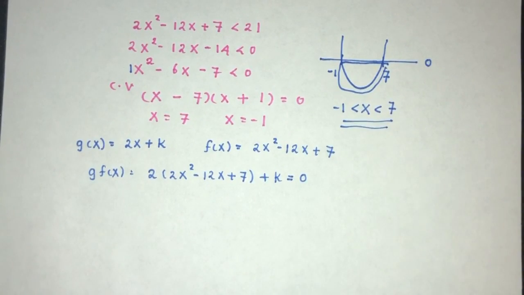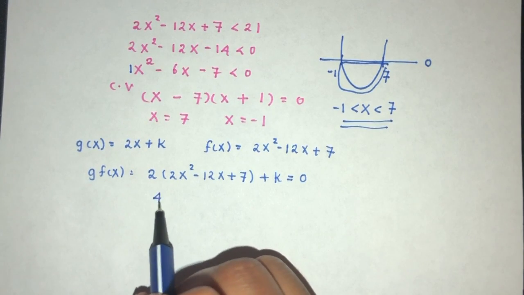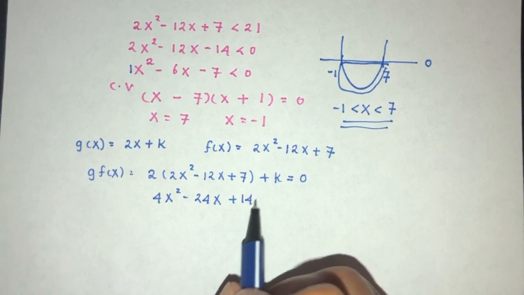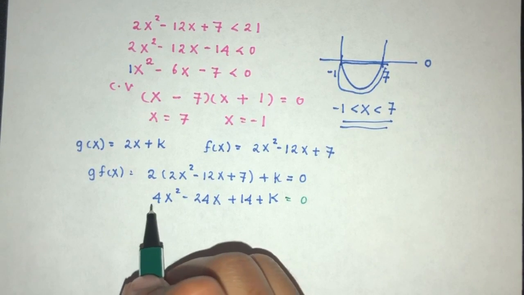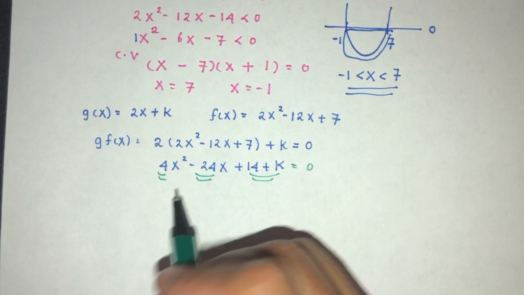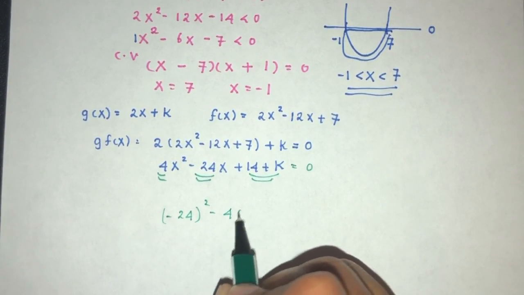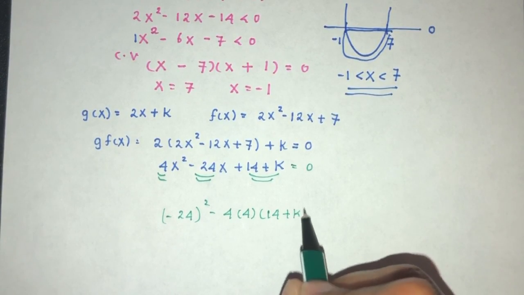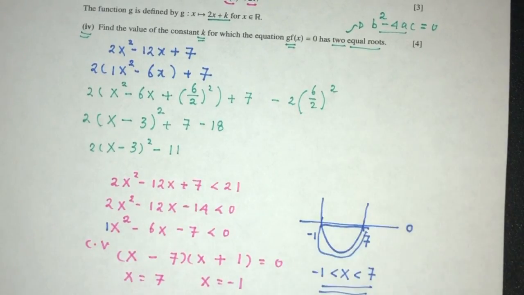Now let's try to simplify. Let's see what we get. That will be 4x squared minus 24x plus 14 plus k, right? Now of course equal to 0. This is the value of a, value of b, value of c. So b squared is minus 24 squared minus 4 times a times c is equal to 0 because it has two equal roots, so basically one root.